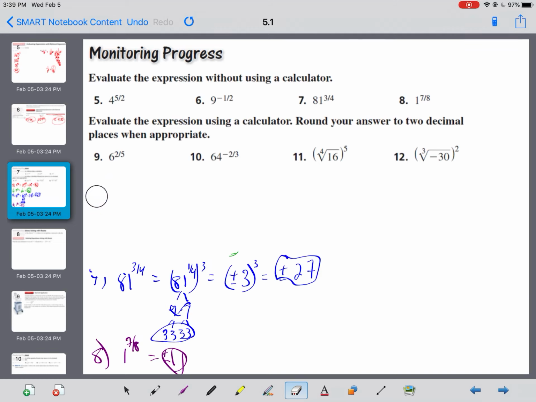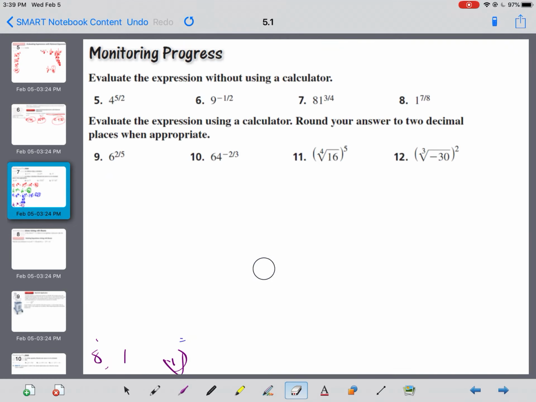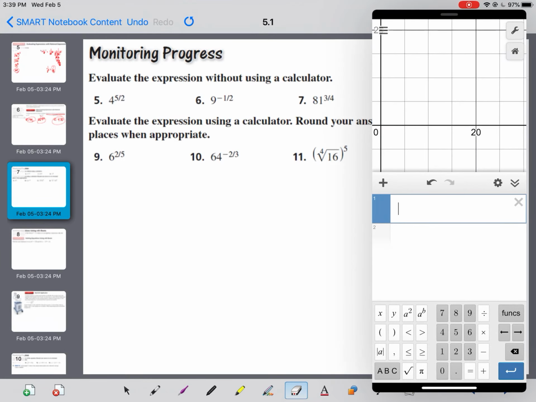Now, let's try 9, 10, 11, and 12. Those bad boys are easy. Calculator. Now, the other thing about those top ones, even though it says without a calculator, you should probably show your work on that. When it comes to a test, use a calculator. It's way easier.